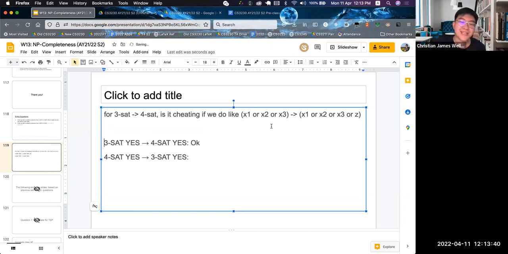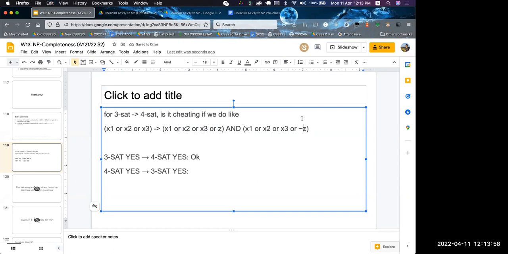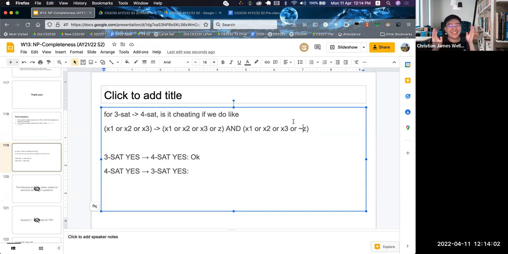Okay, so it's very close. Given X1, X2, or X3, introduce a new variable Z and introduce a new clause. So you do this and introduce a new clause where the final one is Z negated. What the hell? Okay, do you see? You say what the hell, right?